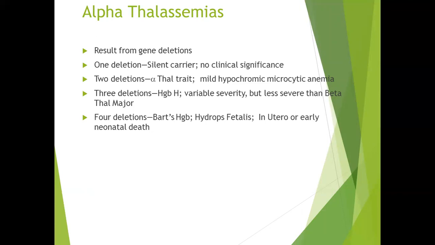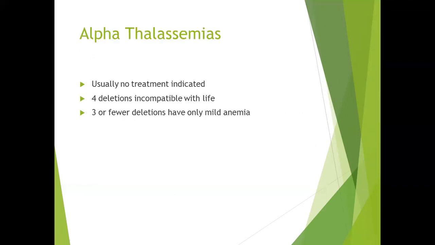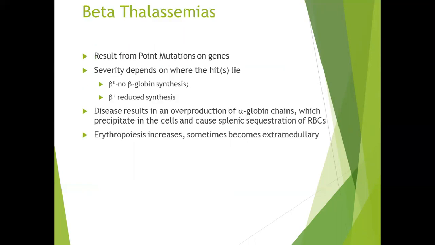Most of the time, they don't need frequent transfusions. Four gene deletions result in Bart's hemoglobin, which is not compatible with life. Basically, death occurs inside the uterus, hydrops fetalis, in utero, or early neonatal death. So in alpha thalassemia, usually no treatment is indicated. Four deletions are incompatible with life. Three or fewer deletions have only mild anemias. So you must know this; it was just to go through, because the most important one of the thalassemias is basically beta thalassemia.